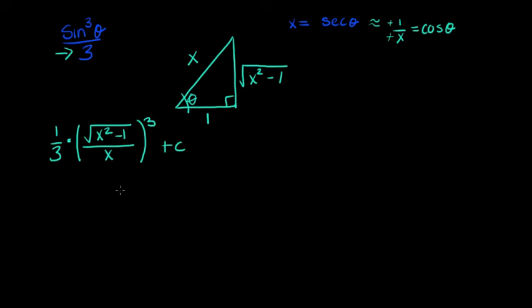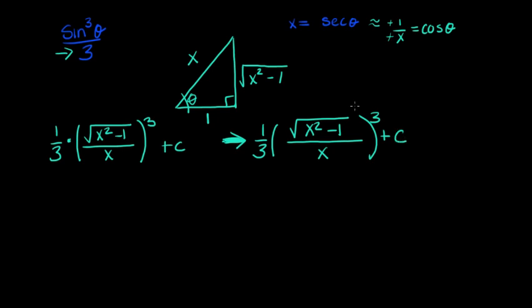Now all we have to do is simplify, but to be honest, I don't really want to simplify this. It is in an actual good form, because if you're going on to other courses such as DiffyQs, you will want to keep this in this form. So let's just rewrite it in a little bit cleaner way. I have the square root of x squared minus 1, all divided by x. This is going to be cubed, and we're just going to go right next to it, plus c.